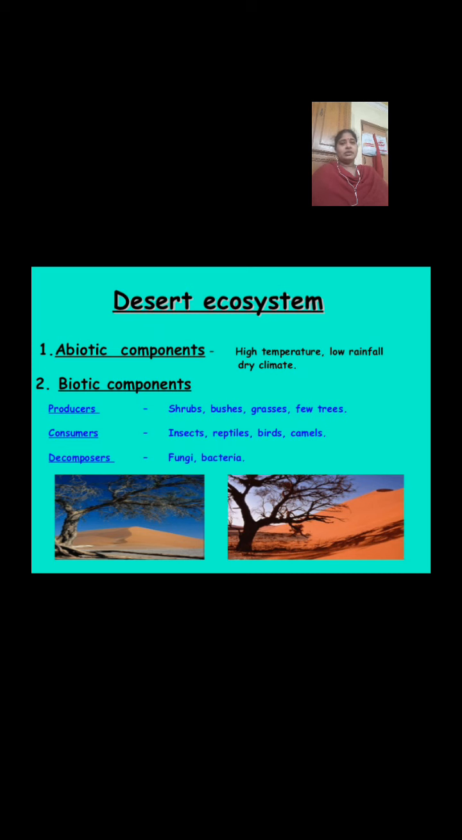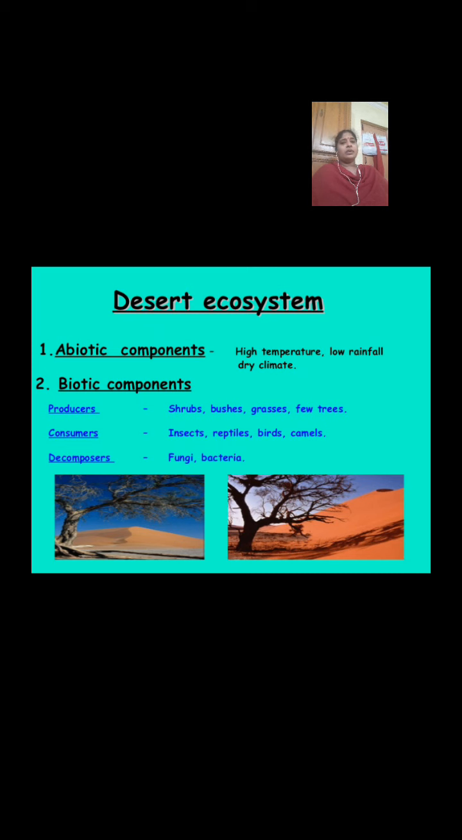Okay, so an ecosystem contains both living components and non-living components. Living components are known as biotic components. They are of three types: producers, consumers and decomposers. Whereas non-living components are known as abiotic components.